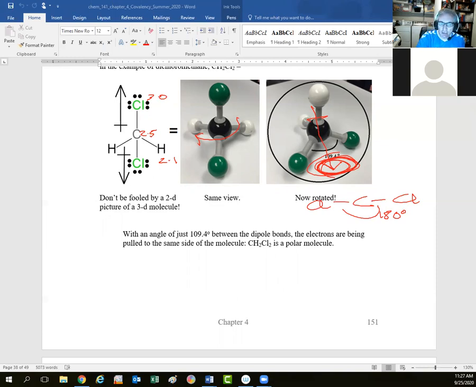Two bonds, they'll only cancel each other out if they're on exactly opposite sides of the molecule. And that only happens with two polar bonds when the molecule is linear. Four bonds is tetrahedral. Remember your shapes for the exam next week.